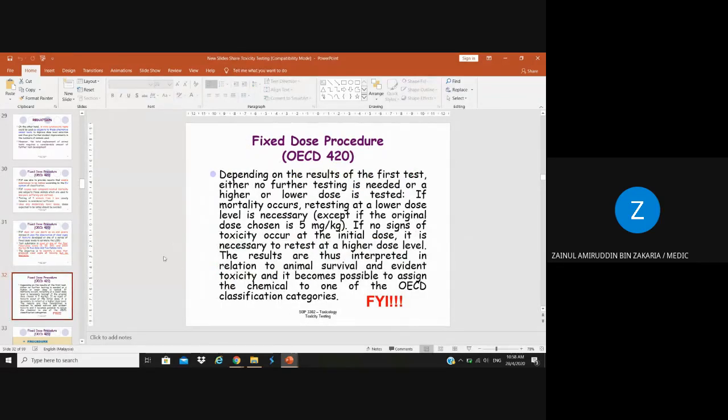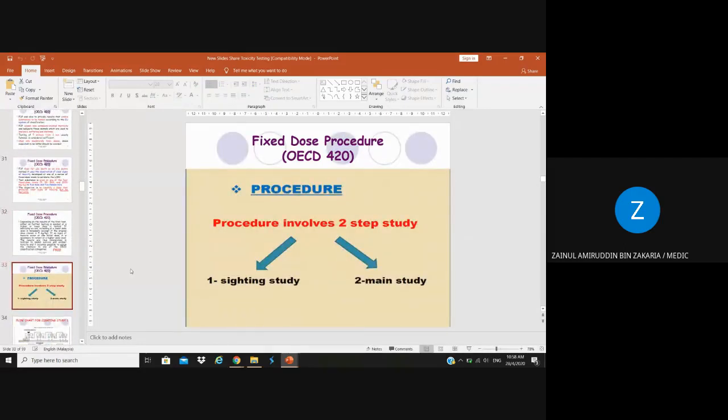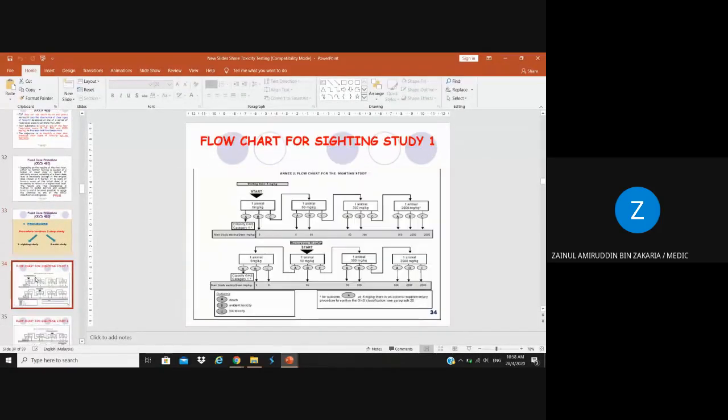This one you just read, okay? Just explanation, further explanation. Okay, so fixed dose procedure, OECD 420, there will be sighting study, and then only main study. The main toxicity study will be determined based on the dose after sighting study. So this is an example of sighting study. I have explained it to you earlier.